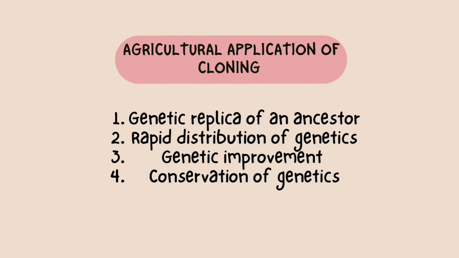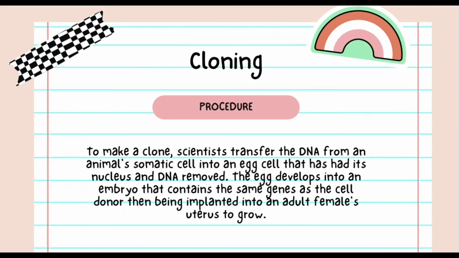Some of the agricultural applications of cloning are genetic replica of an ancestor, rapid distribution of genetics, genetic improvement, and lastly, conservation of genetics. To make a clone, scientists transfer the DNA from an animal somatic cell into an egg cell that has had its nucleus and DNA removed. The egg develops into an embryo that contains the same genes as the cell donor, which is then implanted into an adult female's uterus to grow.